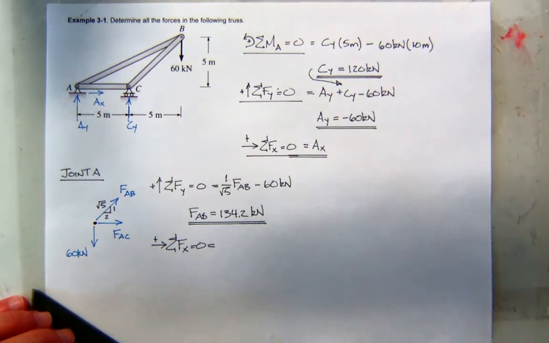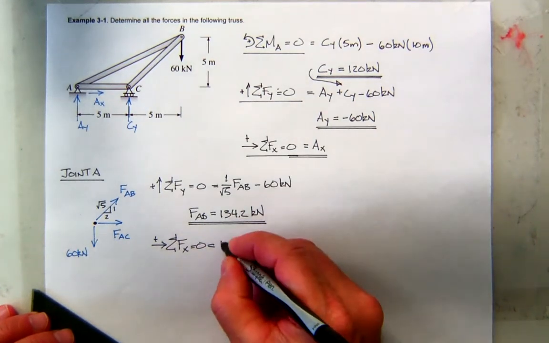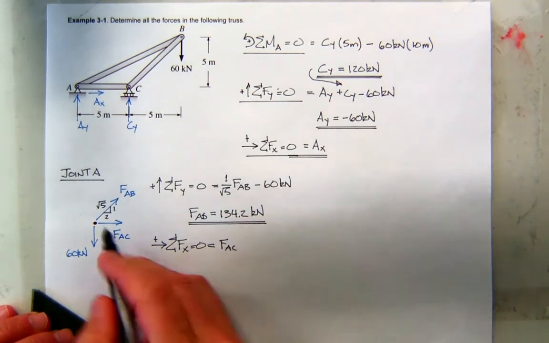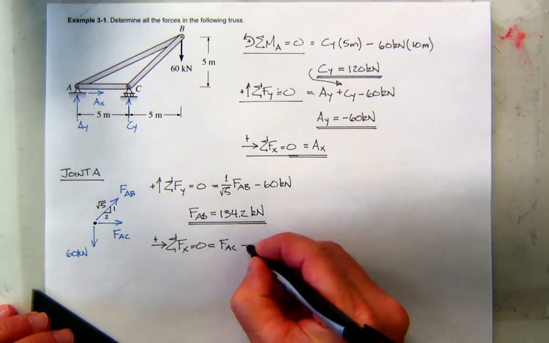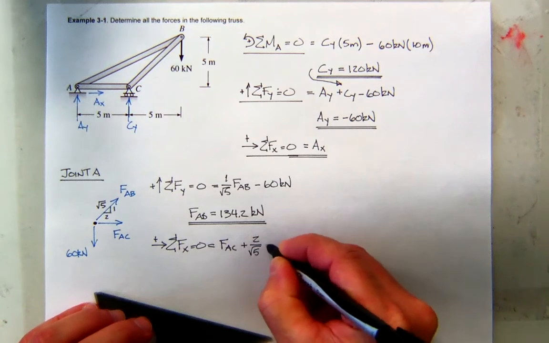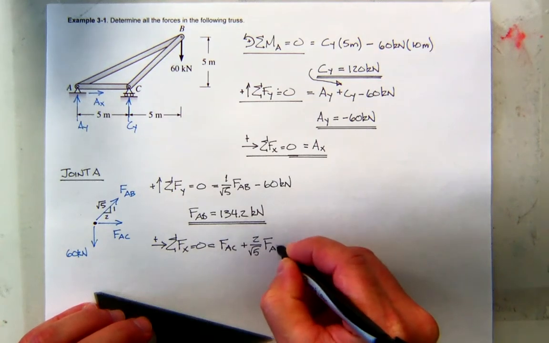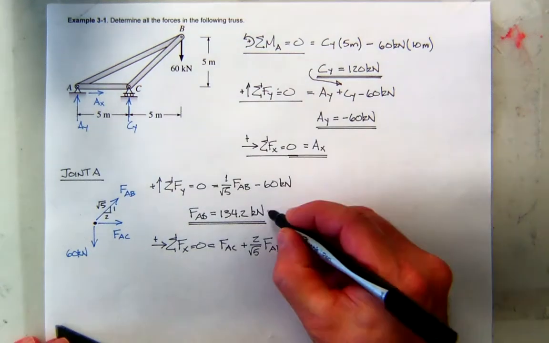So in the x direction, I'm going to assume right is positive, so I've got AC to the right, so that's positive. I've got the horizontal component of AB, it's also to the right, so that's positive. And that'll be 2 over the square root of 5 times FAB. What else do I have in the x direction? Nothing. So I should be able to put that right in there.